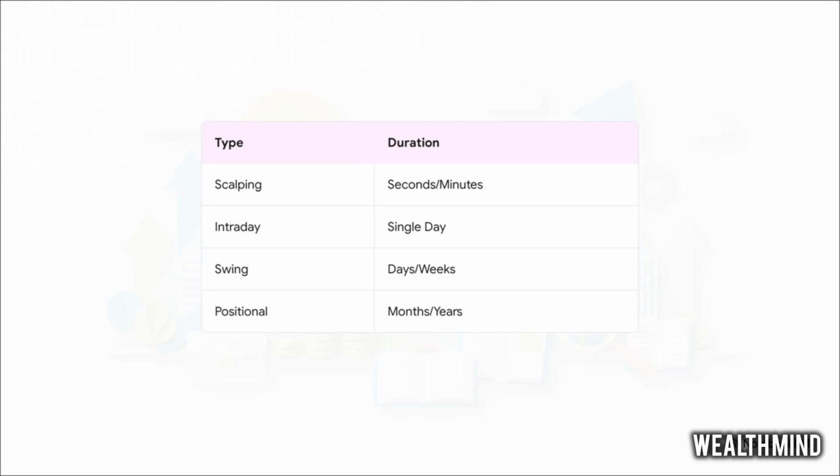And finally, positional trading, or what we usually just call investing. This is holding for months or years. This is that classic advice our parents always give us, like buying gold and holding on to it because you fundamentally believe the underlying value is going to grow over the next 5 to 10 years.